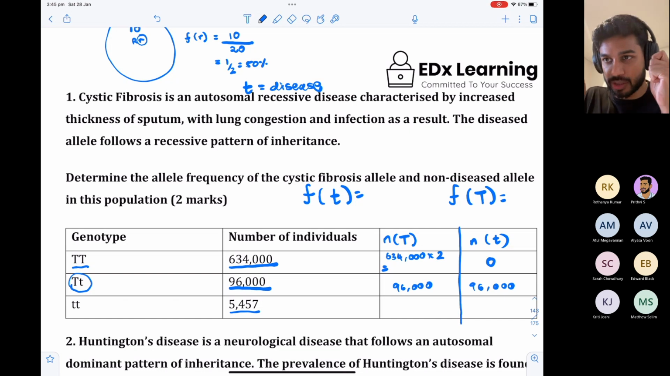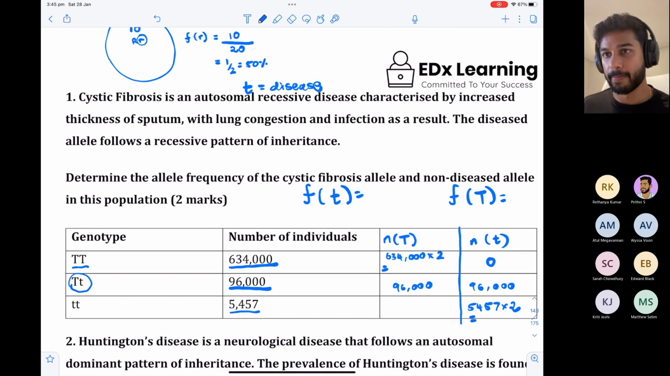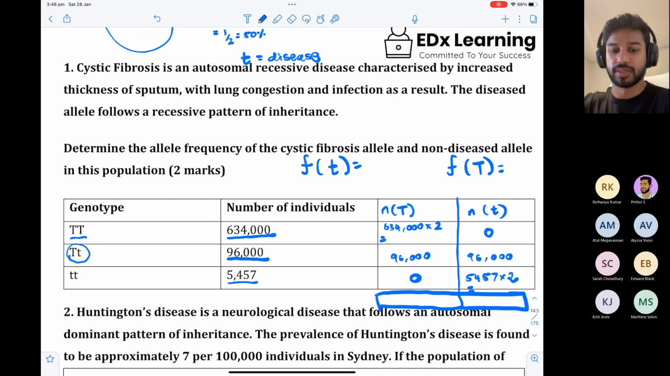5,457 people, each carrying 2 little t letters, which means there are 5,457 times 2 little t's. Each person has 2 little t's. Can someone tell me what is the total sum? And there are 0 big T's. What is the total sum for the number of times a big T appears and the total sum for the number of times a little t appears? Someone quickly determine that.